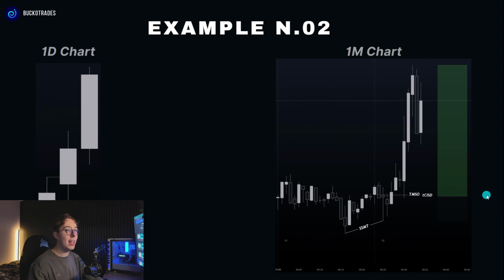Now let's jump into a second example. Here is a daily chart right here. Here's our continuation candle signature.